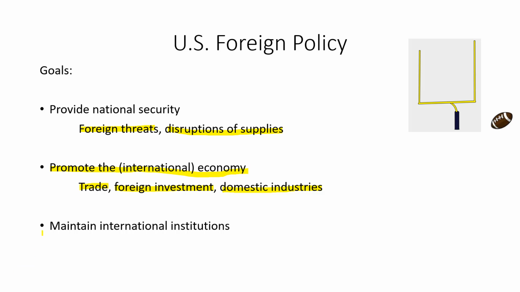And another thing that is a goal of foreign policy is to maintain the international institutions that have been set up, particularly since the end of World War II, when the major powers got together and said, let's create a framework that's going to try to prevent this from ever happening again. And it's been relatively successful when you look at it that way, despite the fact that we got right into a Cold War, and despite the fact that we've got lots of conflict within countries around the world.